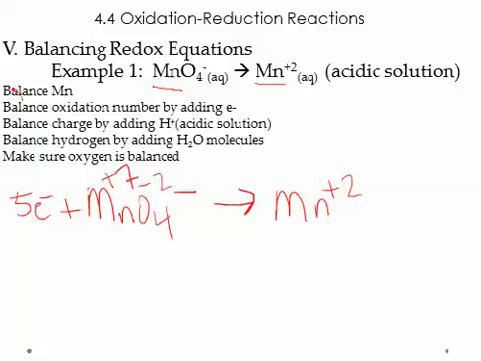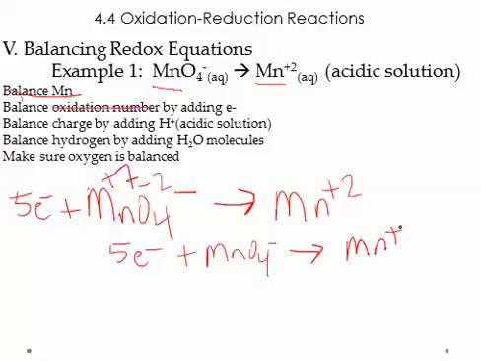Alright, so we balance the manganese, we balance the oxidation numbers. Now we need to balance the charge. So let me rewrite this again a little cleaner. We have 5 electrons plus MnO4 negative produces Mn plus 2. On the reactant side, we have a total charge of -6: -5 here, -1 here, so that's -6, and then the manganese is +2.